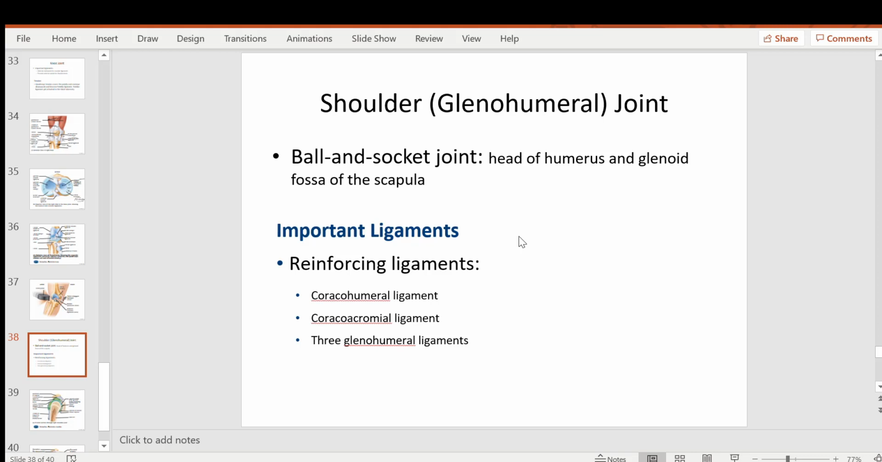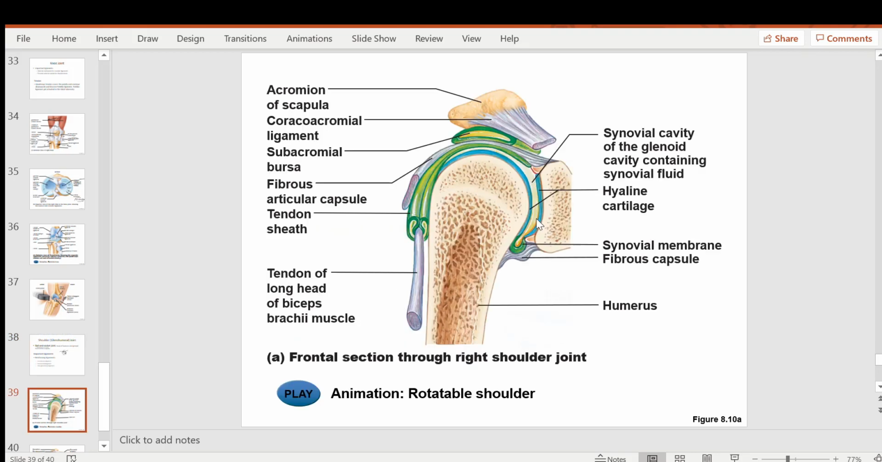The shoulder joint is another large synovial joint. It is a ball and socket type joint. Why? Because the upper end of the humerus is like a ball, round, like this, and that articulates with the glenoid cavity of the scapula, which is a shallow socket. Okay, so this is a ball and socket type joint, the shoulder joint. So this is the head of the humerus, and this is the glenoid cavity of the scapula. Okay, and around the shoulder joint there are three sets of ligaments.